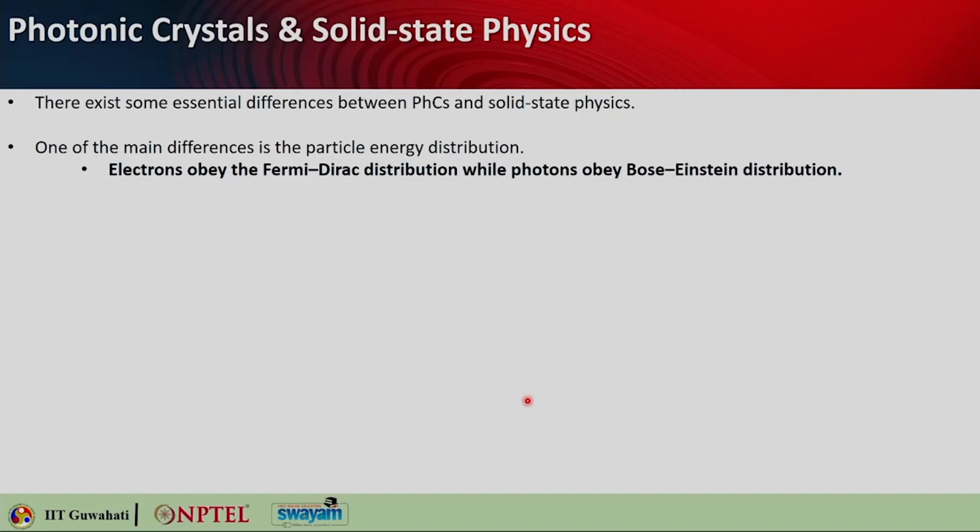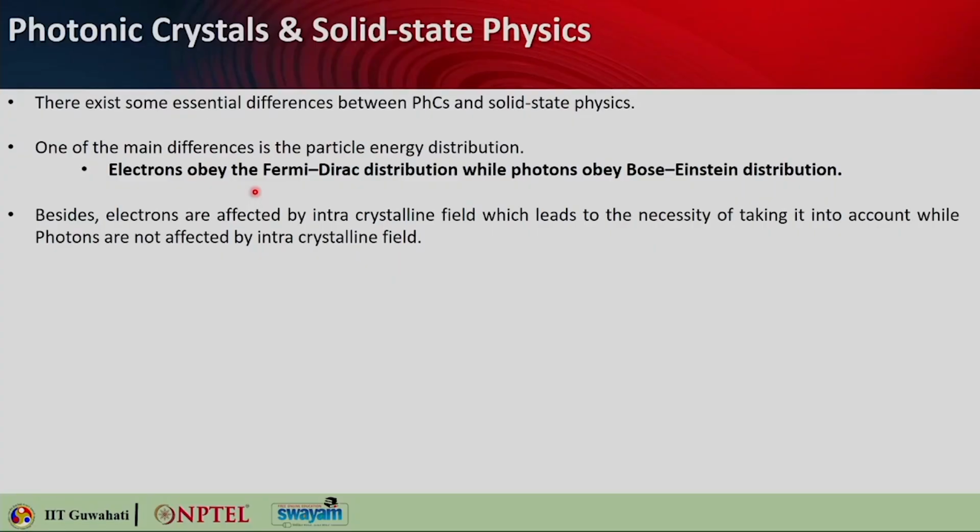The main difference is that the particle energy distribution is different in both cases. The electrons obey Fermi-Dirac distributions. I believe all of you know about this, that's been taught in basic electromagnetic theory as well. So, electrons obey the Fermi-Dirac distribution, whereas the photons obey the Bose-Einstein distribution. And besides, electrons are affected by the intracrystalline fields, which leads to the necessity of taking them into account, while photons are not affected by these intracrystalline fields.